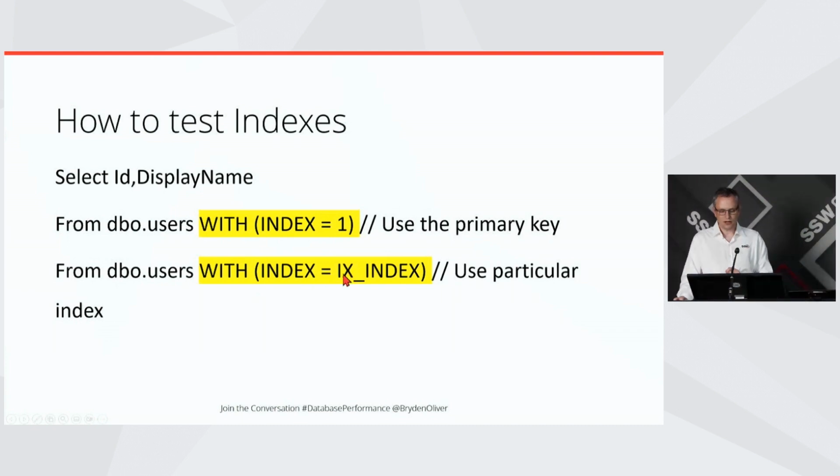Or this second case says use the index named ix_index. So that's use a particular index. And that's super useful when we come to test stuff, because if we've created a whole bunch of indexes, we can test which one of those index candidates is the best.